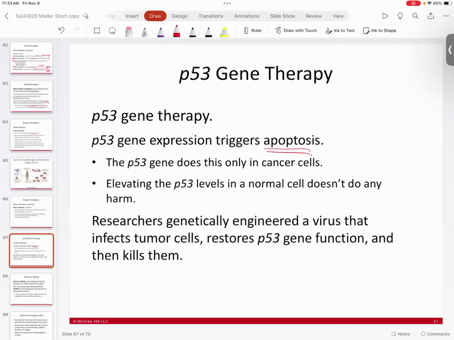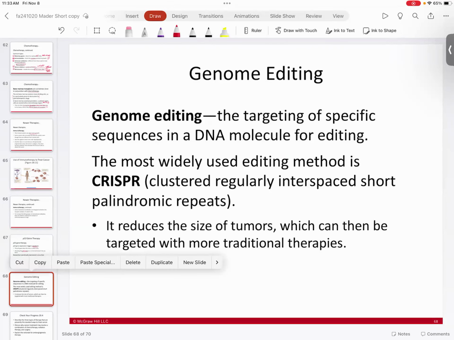And so what we do is we basically increase the P53 levels in a normal cell. This doesn't do any harm, but the extra P53 will then basically restore that normal P53 function, and then it'll go and it'll kill those cancer cells, telling them to kill themselves. And so in some cases, this may work sufficiently.